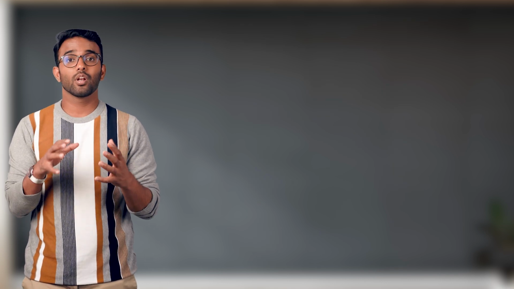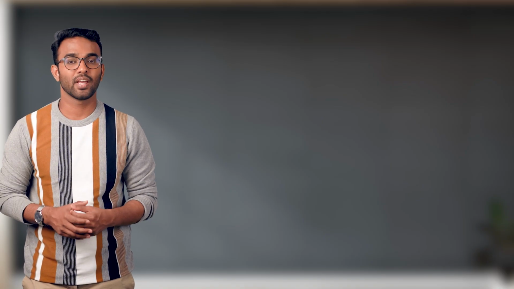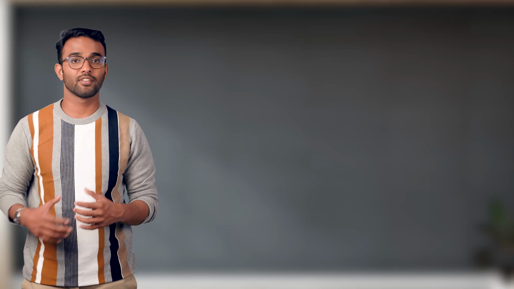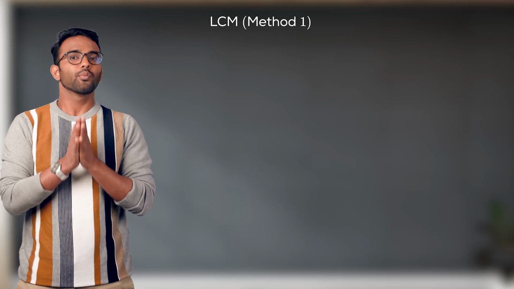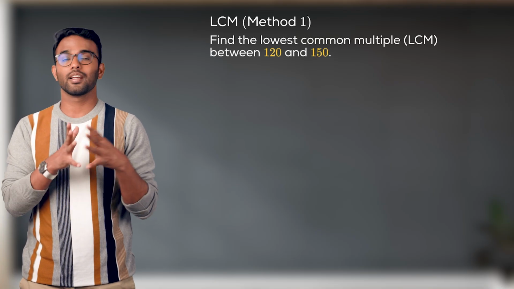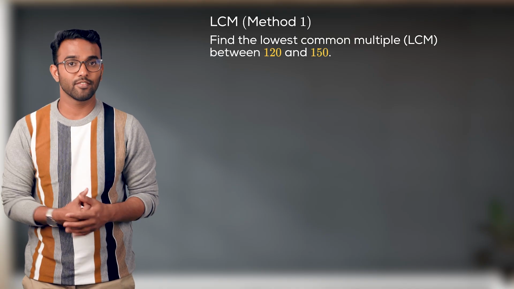In this lesson, we will look at two methods to work out lowest common multiple or LCM. You can choose whichever method you're comfortable with. Here is method 1. I will explain it with an example. Find the lowest common multiple LCM between 120 and 150.